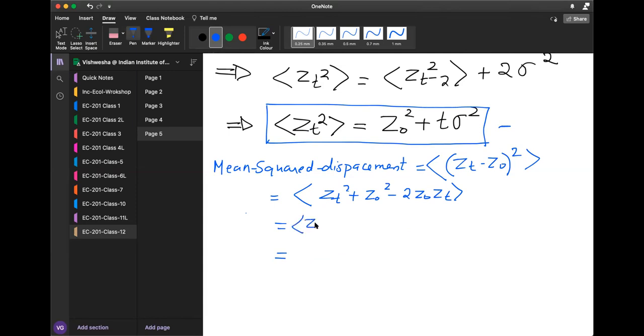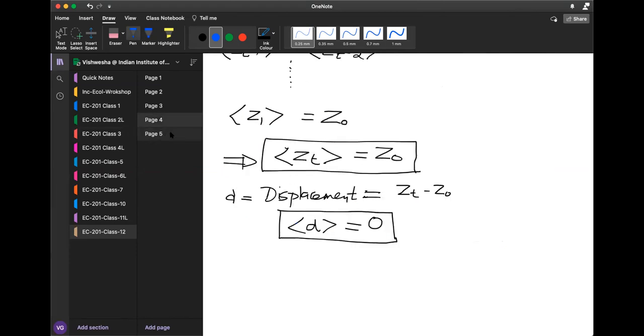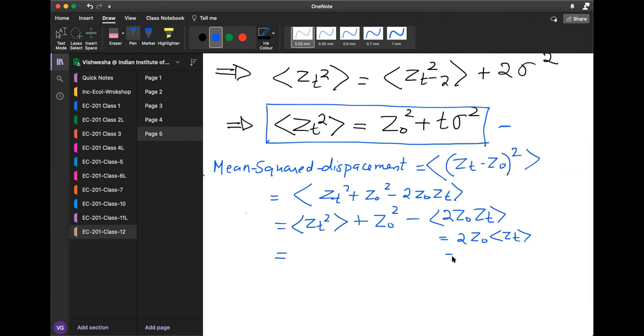The first term is this, do you all agree? Yes. Second term is average of this term, which is basically Z0 square, is that correct? Okay. So the next term is average of this entire thing, average of 2 times Z0, ZT. Now, okay, I see now. Z0 is a constant. So this is 2Z0 times average ZT. And what is average ZT? Go back to the previous slide. Z0. So this is 2Z0 square. So Z0 square minus 2Z0 square. Look at this.